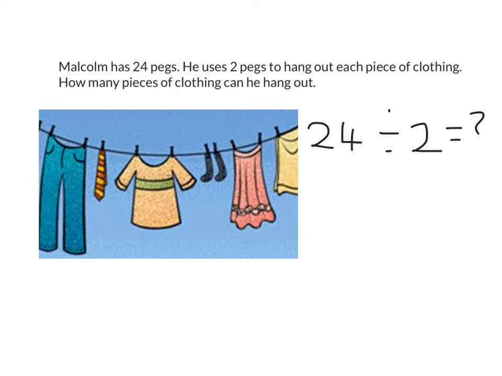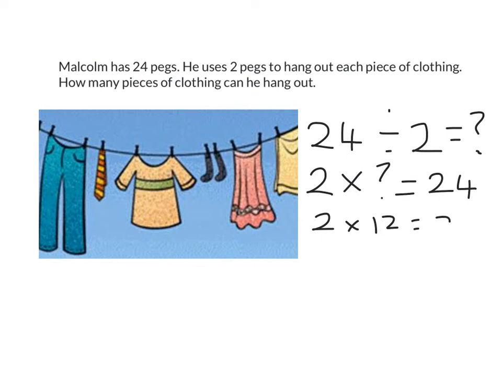Now remember that I can reverse this into a multiplication problem to make it easier. So that's saying 2 times what equals 24, and I know that 2 groups of 12 equals 24. Therefore, 24 pegs and 2 pegs for each piece of clothing, he must be able to hang out 12 pieces of clothing.